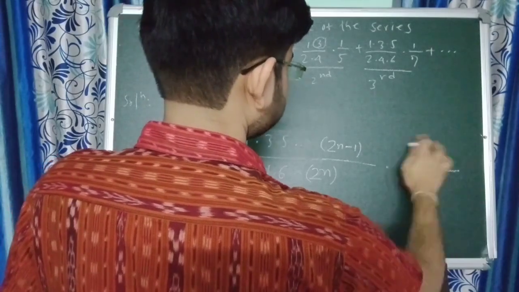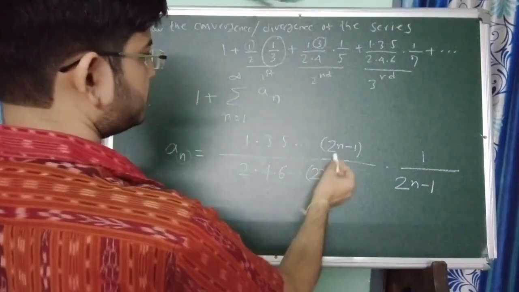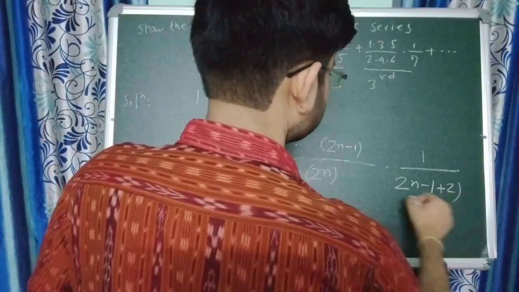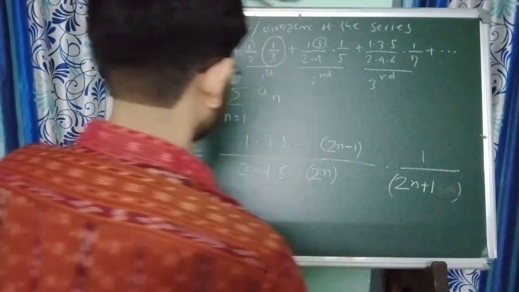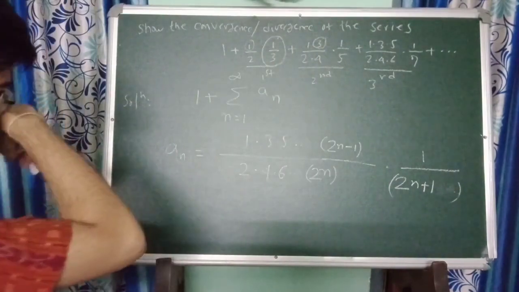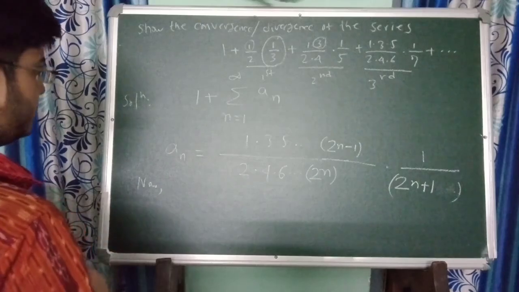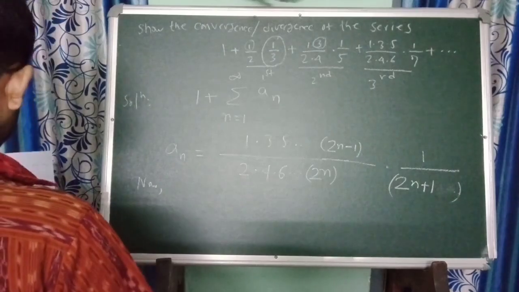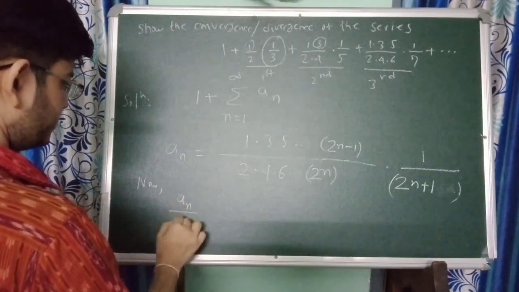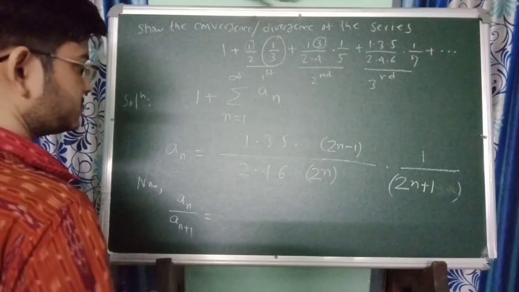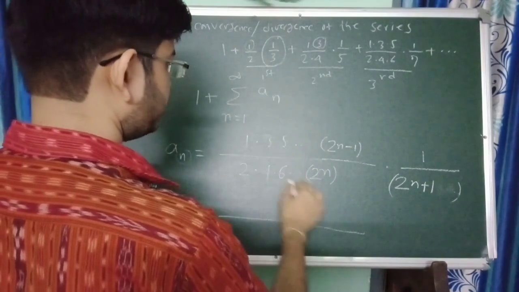So here also, in this portion, we add just 2 more, and we simplify this portion, we have 2n plus 1. So this is the general nth term. Now we find a_n divided by a_(n plus 1). This is the nth term.